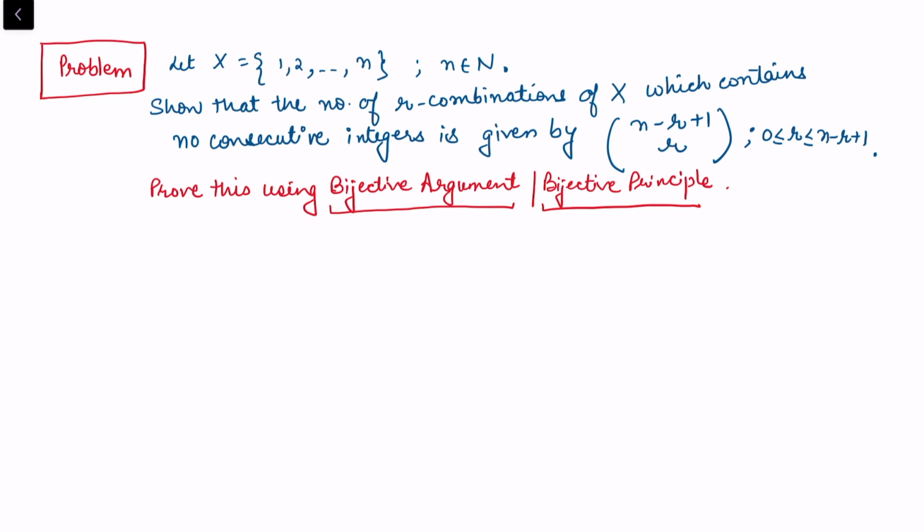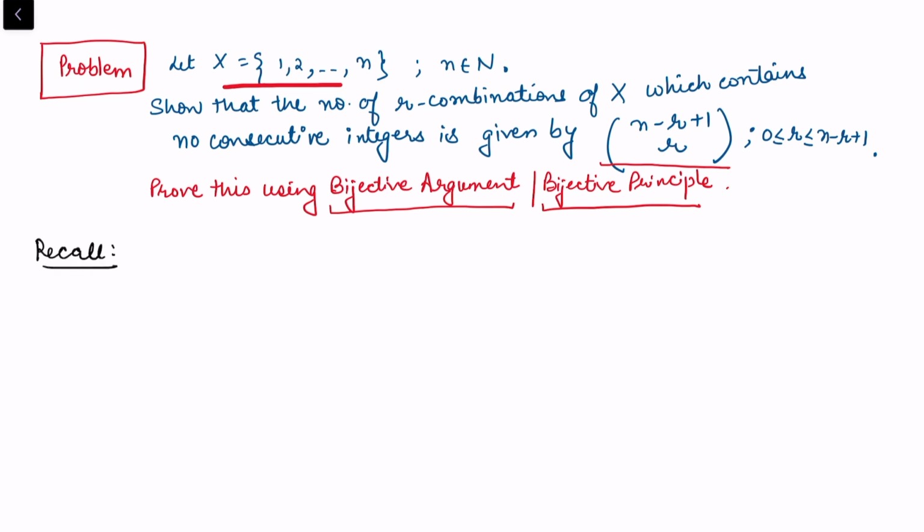Consider a set X equal to 1 up till n. So there are n elements in the set, and we want to show that the number of r-combinations of X which contain no consecutive integers is given by this number. To do that, let's start by recalling some of the basic things.